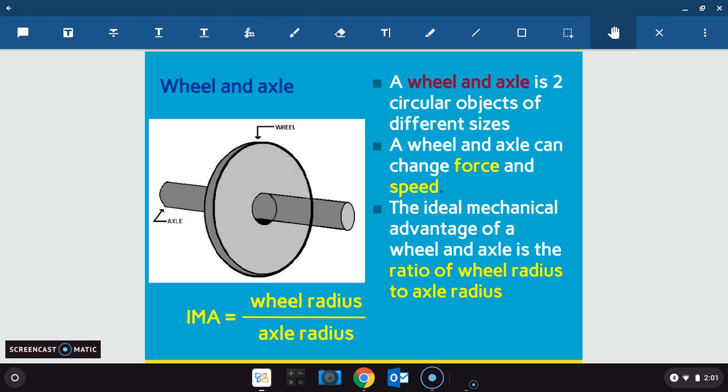When we talk mechanical advantage, it is the radius of the wheel, and if you remember, the radius is halfway to the edge, divided by the radius of the axle. How do I know which one's the wheel and which one's the axle? The wheel is always the larger one, the axle is always the smaller one.